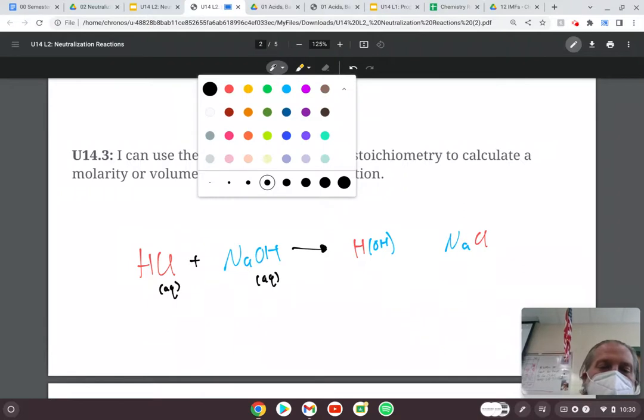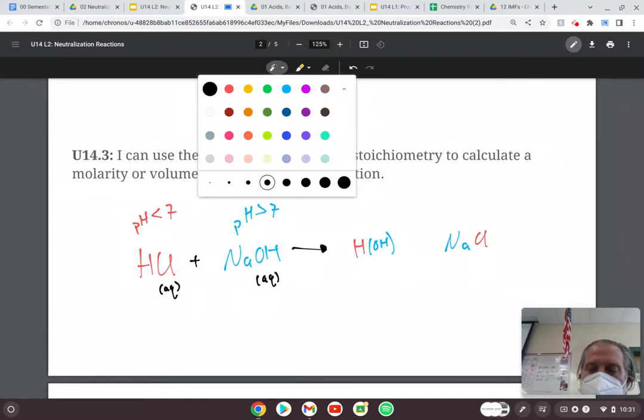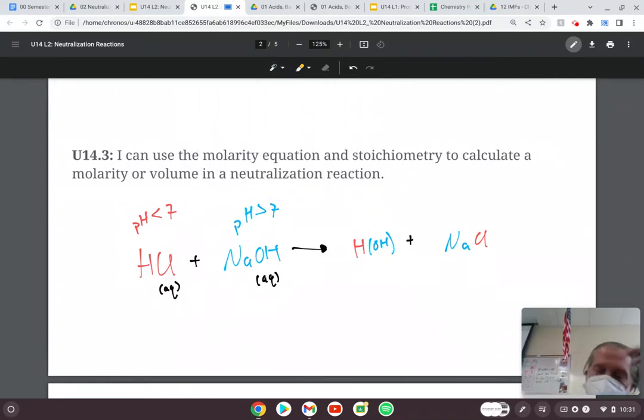We have to recall that the pH of an acid is going to be less than 7, and the pH of a base is going to be greater than 7. Now you're going to produce water, and you're going to produce NaCl. Water, its state of matter in this case, is going to be pure water, and NaCl is going to be aqueous. Now, if we have pure water, the pH will be equal to 7, and that's where we get the neutralization part.